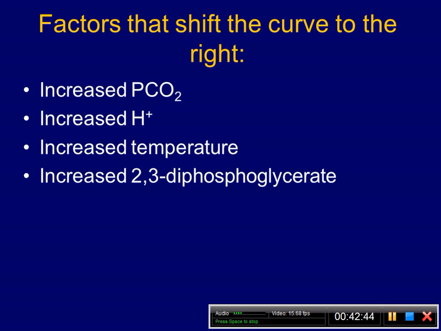So all four of these things all together do what to the curve? They shift it to the right, which does what to the speed of emptying? Increases the speed of emptying. So what would happen if I decreased all of those?